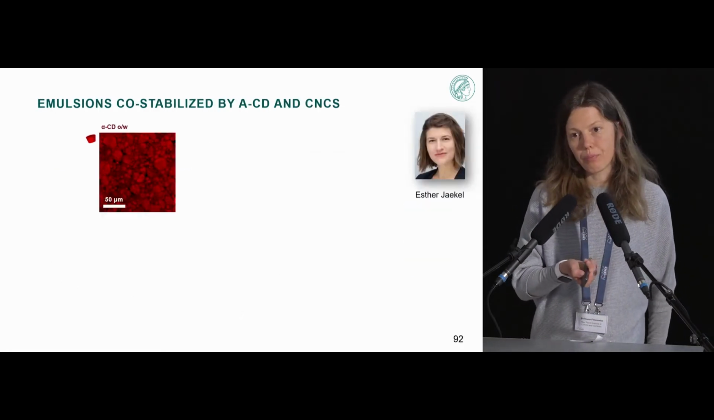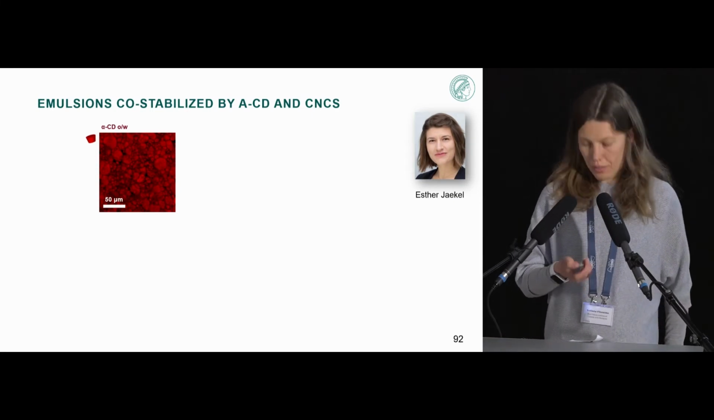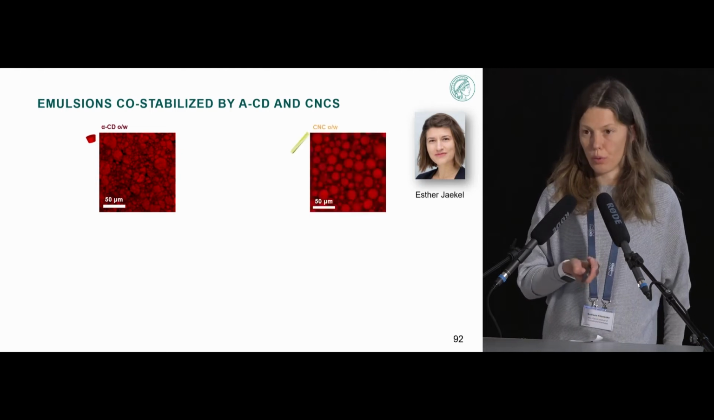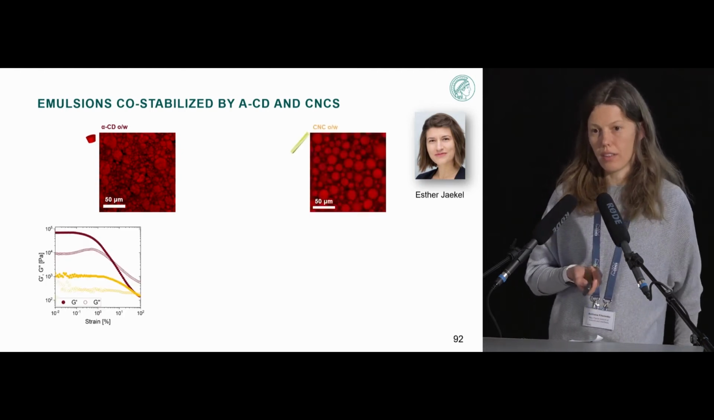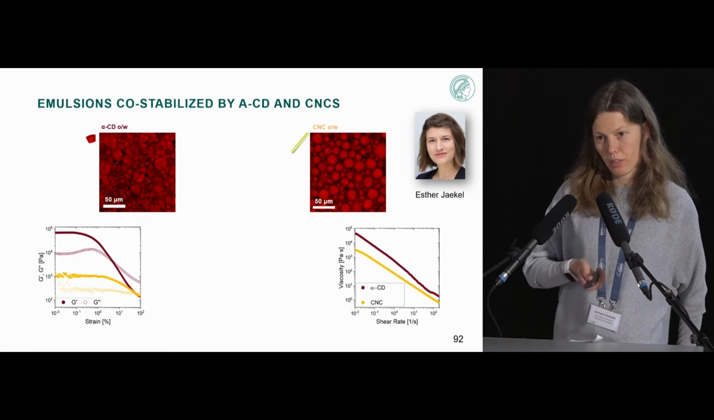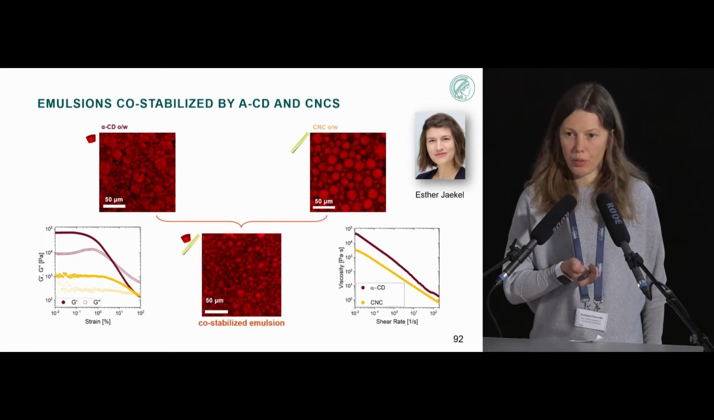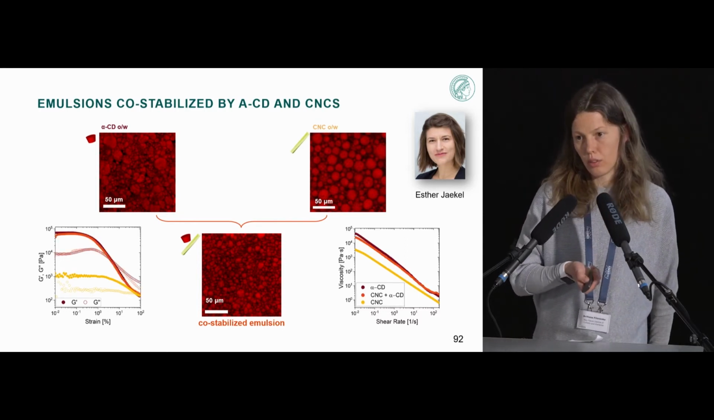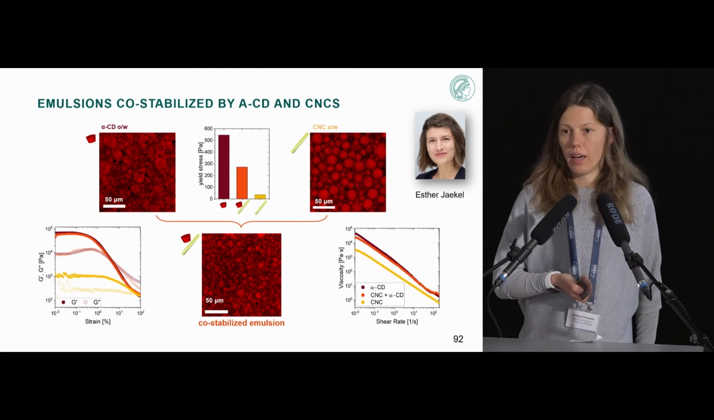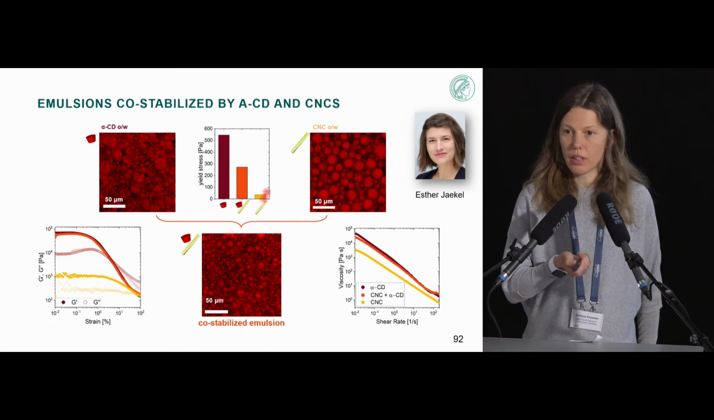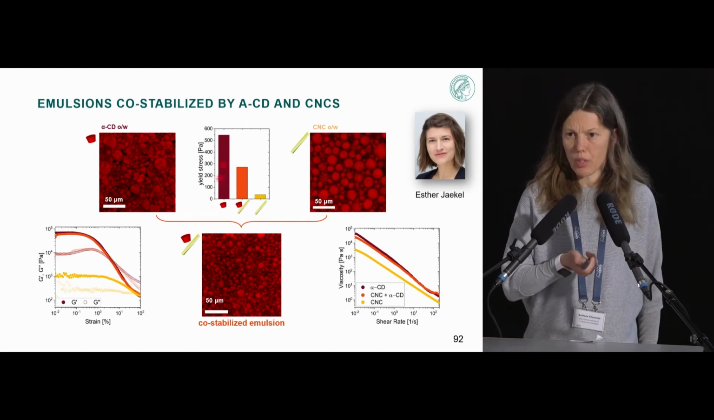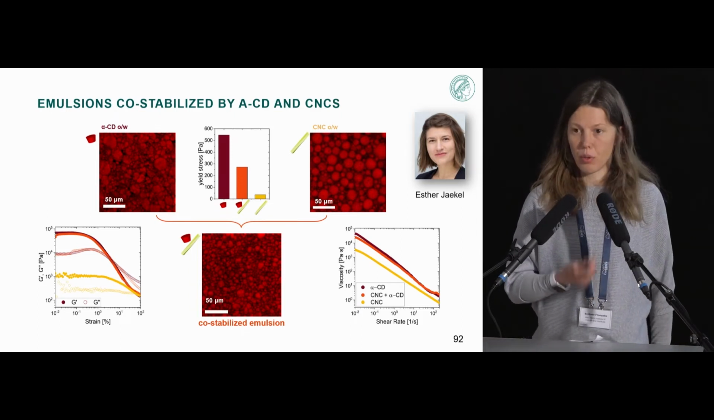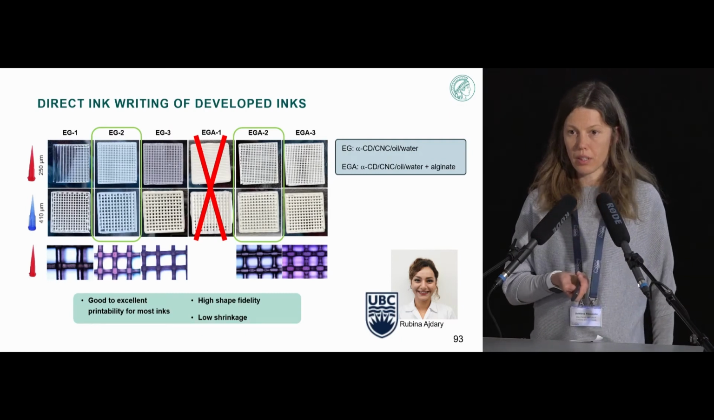So theoretically, alpha cyclodextrins can also stabilize the oil-in-water emulsions. CNC as well. They both have appropriate properties, but co-stabilized emulsions are yielding this optimal stress, which allows us to form the inks with the appropriate properties for 3D printing.